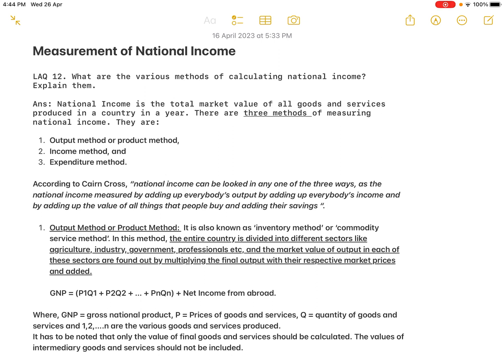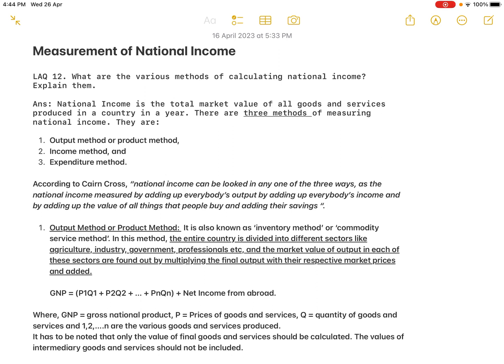Now this is a very important question from the point of view of the board exam. If you check the previous board exam papers, most of the times you could have noticed that this question has appeared in the board exam. For example, even in the March 2023 board exam also this question has appeared. Okay, so the measurement of national income.